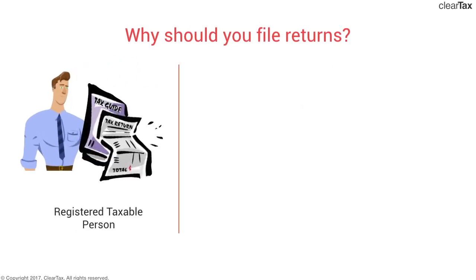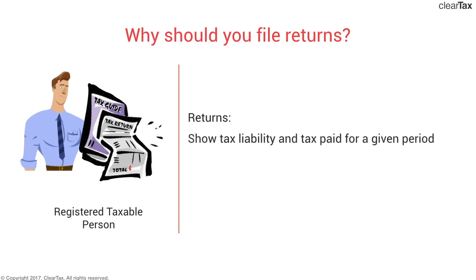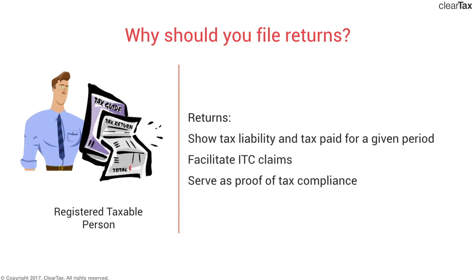The returns show the tax liability and the tax paid for a given period. They serve as proof for claiming ITC. The return of the supplier of goods and services facilitate ITC claims for recipient of these goods and services. Once you file your tax return, you have declared all details of your tax transactions, tax payments, collections, everything, input tax credit claimed. This is why returns serve as proof of tax compliance. All your tax transactions are documented and submitted to the government. That's proof of complying with tax law.